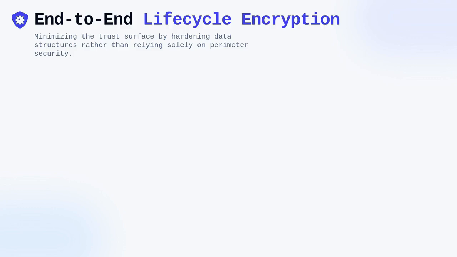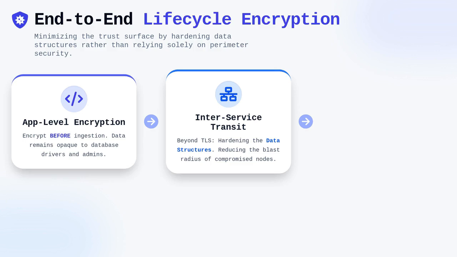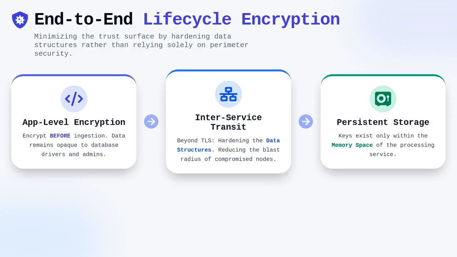Achieving end-to-end lifecycle encryption requires us to look beyond simple TLS connections and examine how data rests in persistent storage and moves through inter-service communication. You must define clear boundaries where data is encrypted at the application level before it ever hits an ingestion point or a database driver. This ensures that even with elevated administrative access, the raw data remains opaque to those who do not hold specific keys within the memory space of the processing service.